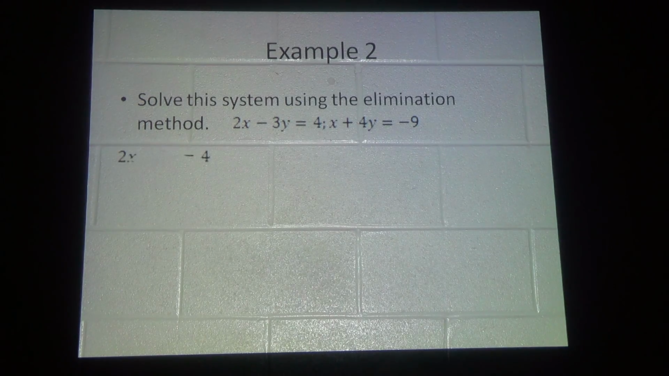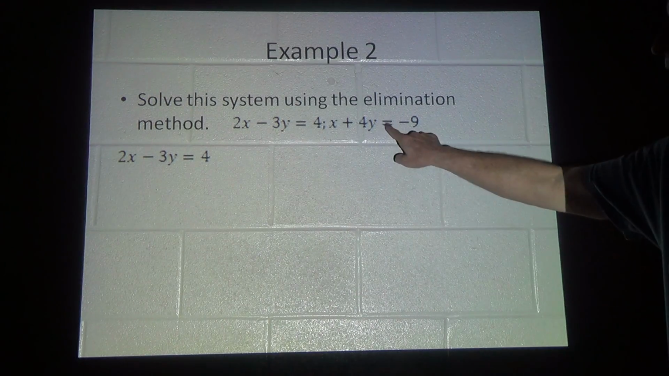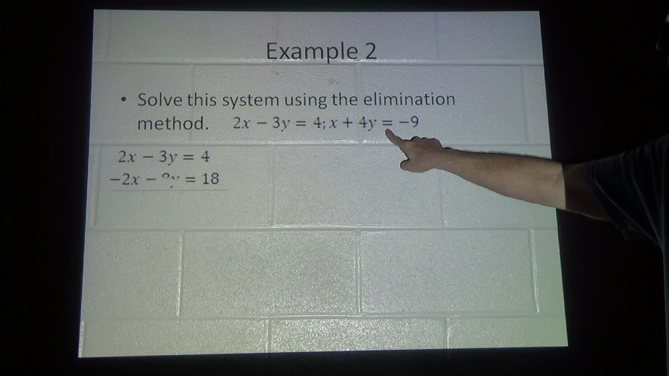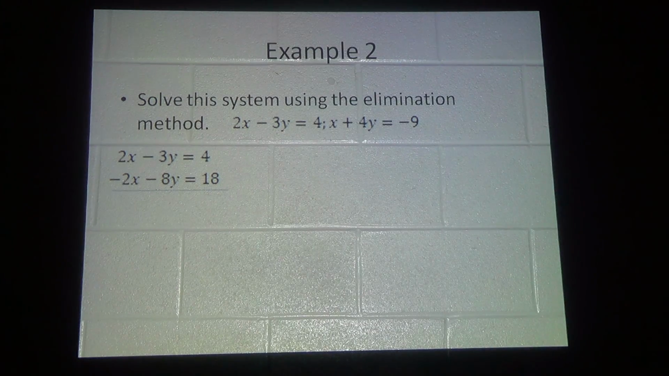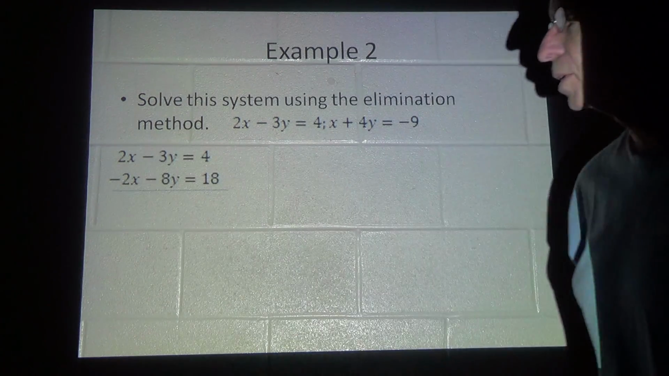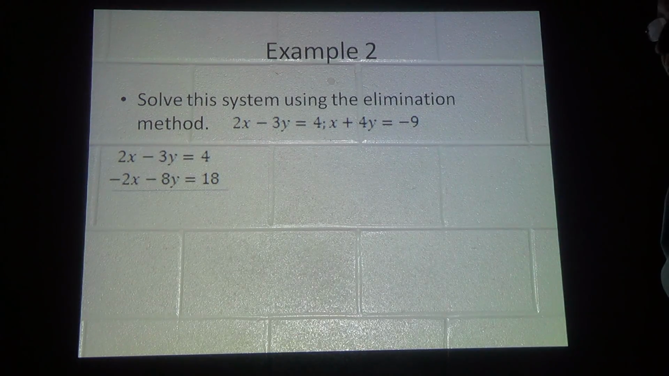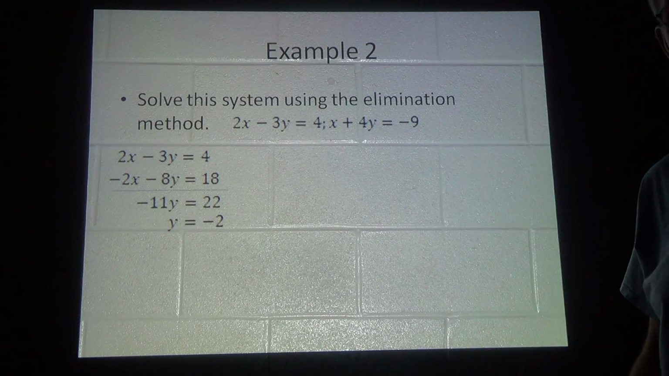So we write the first equation down, and then we multiply the second one by negative 2 all the way across. This gives us negative 2x minus 8y equals 18. Now we're ready to add, because once again these will zero each other out since they're additive inverses. This gives us negative 11y equals 22. Solving for y gives us y equals negative 2.